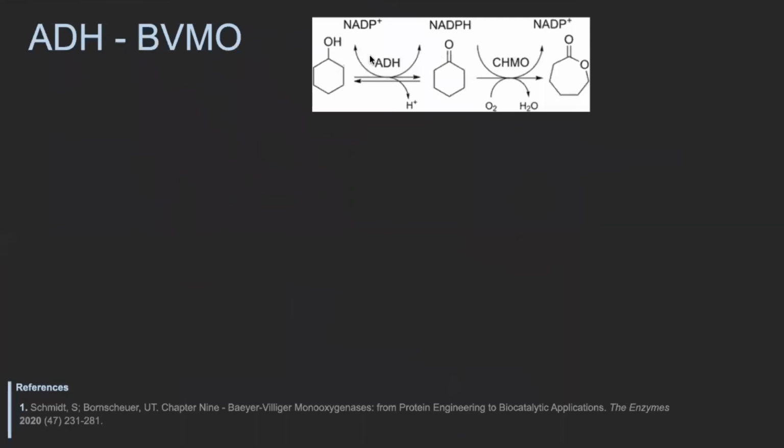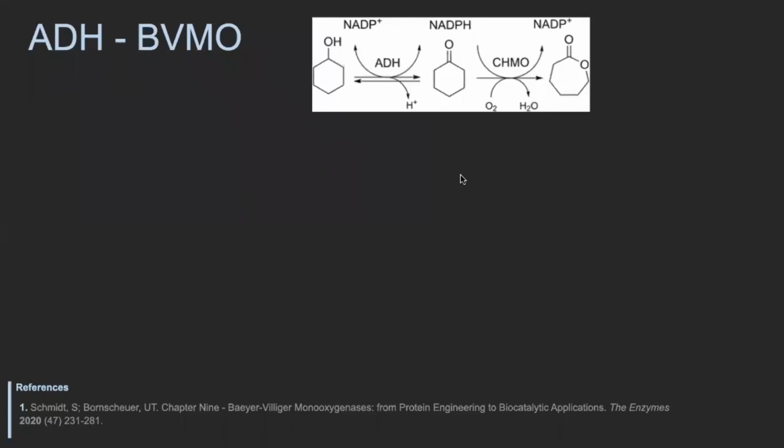So why do we want to combine alcohol dehydrogenases with Baeyer-Villiger monooxygenases? We can start from cyclohexanol, and the alcohol dehydrogenase can provide the substrate to the Baeyer-Villiger monooxygenase, the cyclohexanone, and also provide the costly NADPH through the oxidation of cyclohexanol to cyclohexanone.